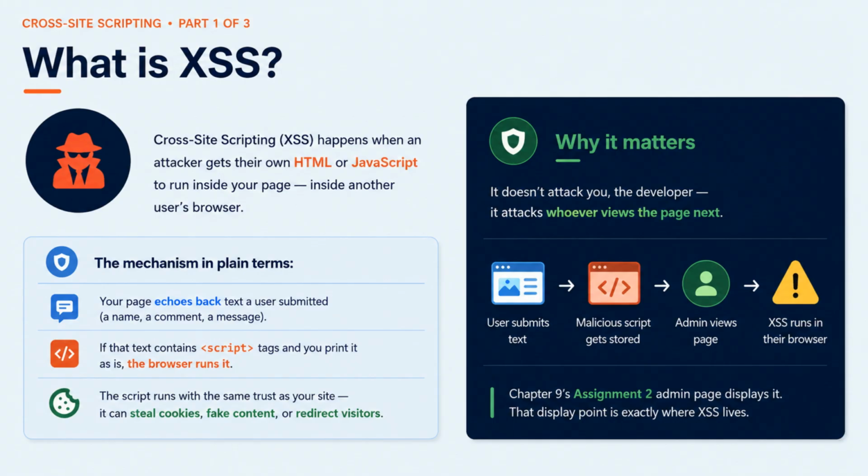Cross-site scripting, XSS, happens when an attacker gets their own HTML or JavaScript to run inside your page, inside another visitor's browser, using your site as the delivery mechanism. Walk through the 3-step mechanism on screen.